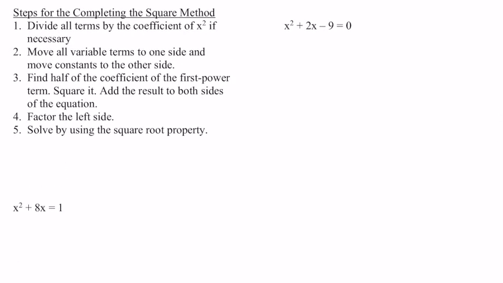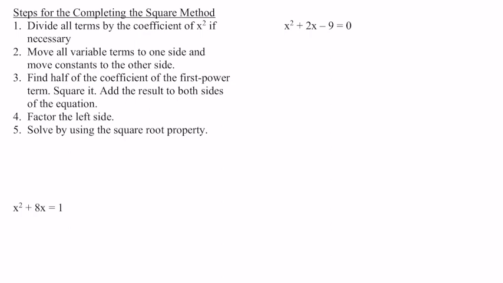Step 1 is if there's a number in front of the x squared other than 1, we need that to be a 1x squared for this method to work. So if that had been, for example, a 3x squared, we would have divided everything by 3. We'll take a look at an example like that in a later video. In this case, we don't have to worry about that.